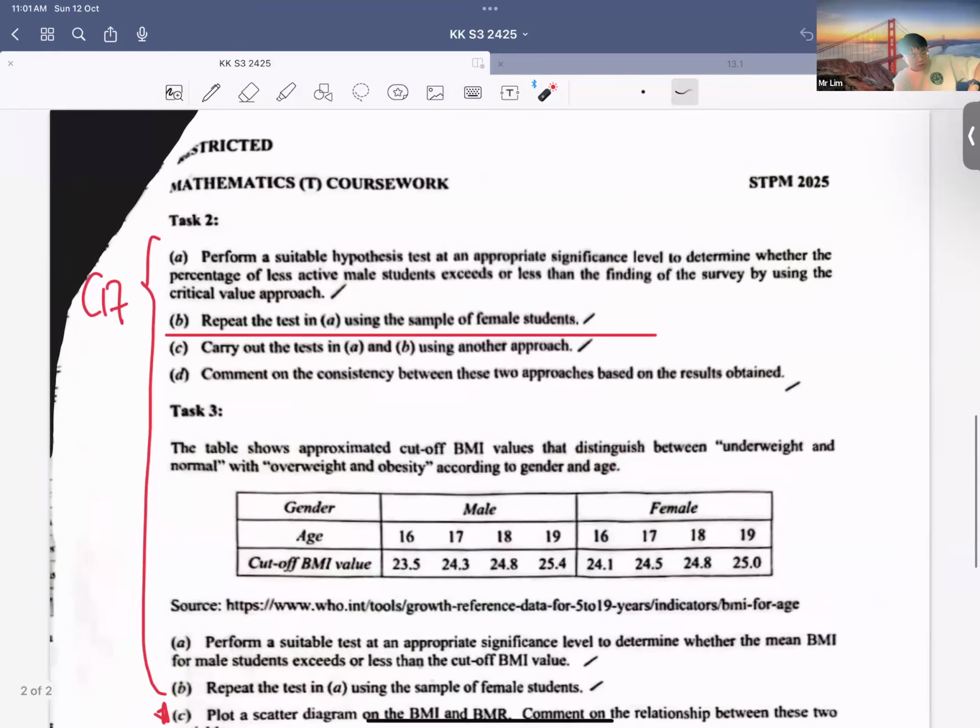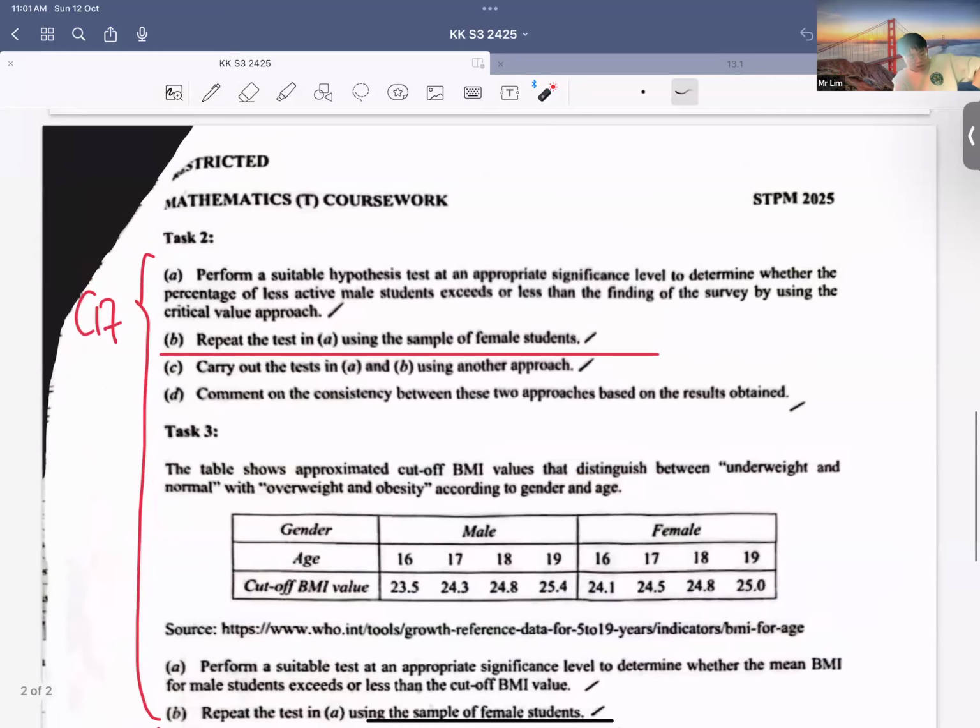Okay, let's proceed to the last part of today, which is to carry out a suitable hypothesis test at an appropriate significance level, to determine whether the percentage of less active male students exceeds or is less than the finding of a survey, by using the critical value approach.